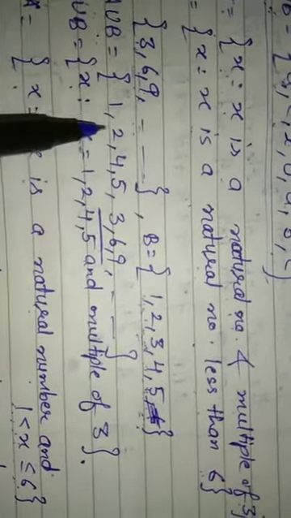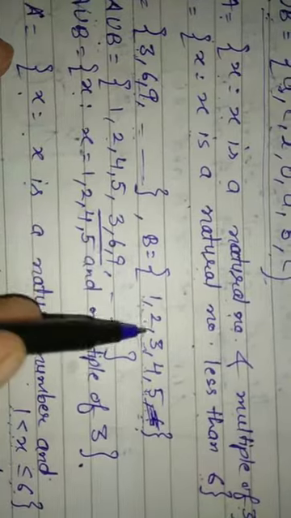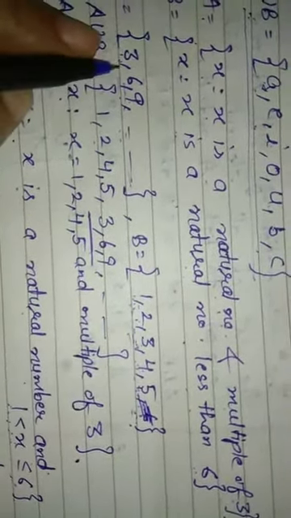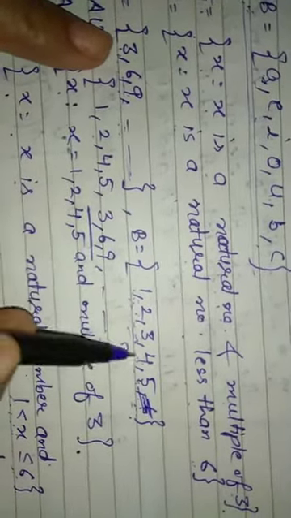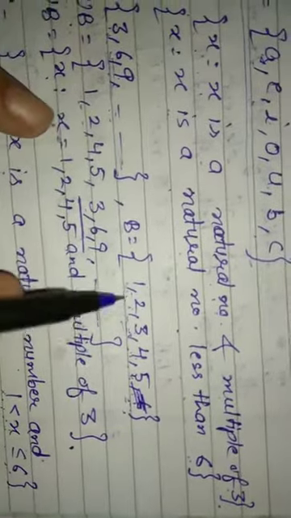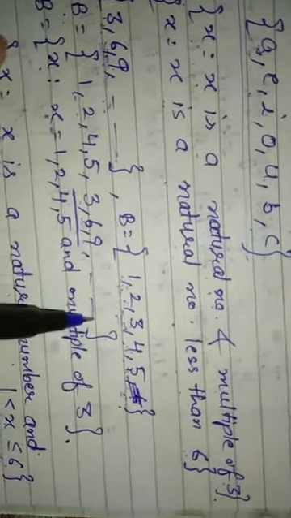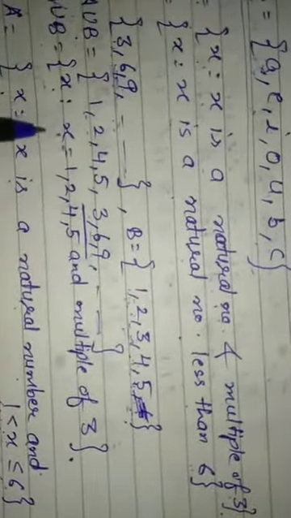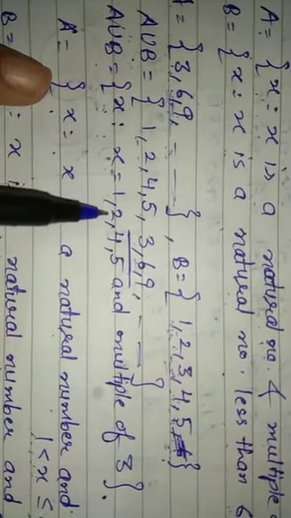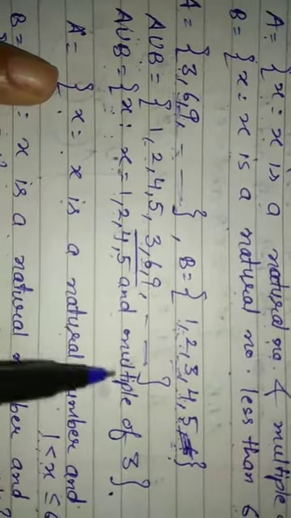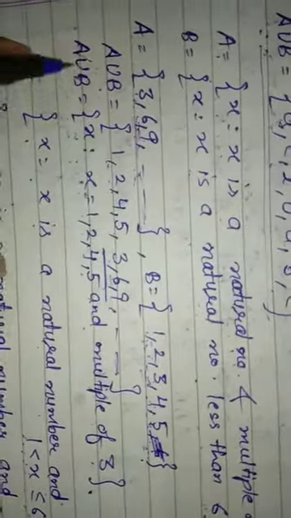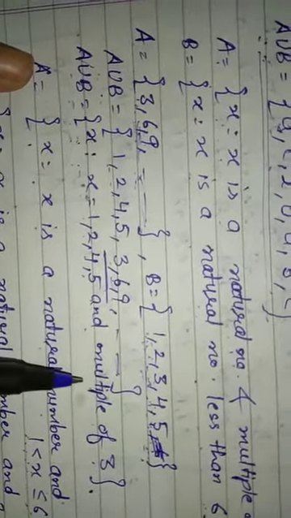A union B will be 1, 2, 3, 4, 5, 3, 6, 9. 3 you have taken one time, so you will not take it again. So 1, 2, 4, 5, 3, 6, 9. Multiples of 3 also. 1, 2, 4, 5 and multiples of 3. So A union B is equal to X such that X is equal to 1, 2, 4, 5 and multiples of 3. Because the question is in set builder form, you have to write the answer in set builder form.